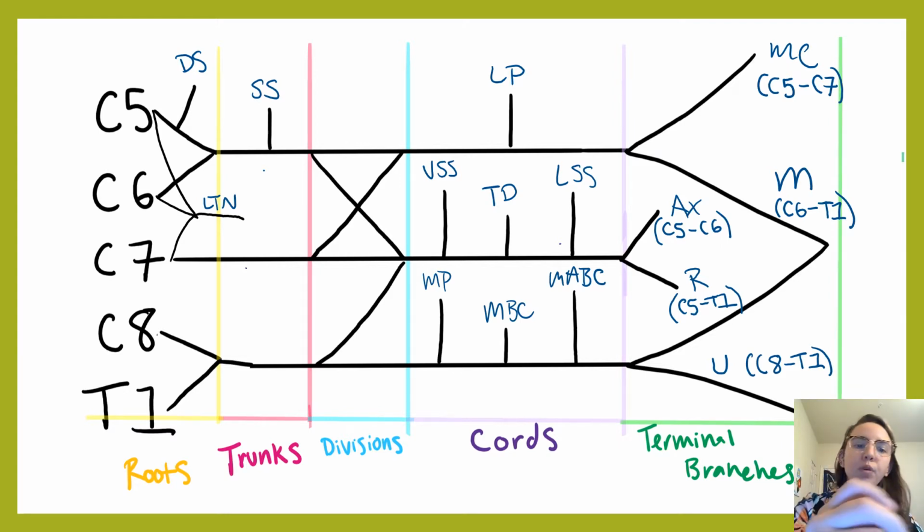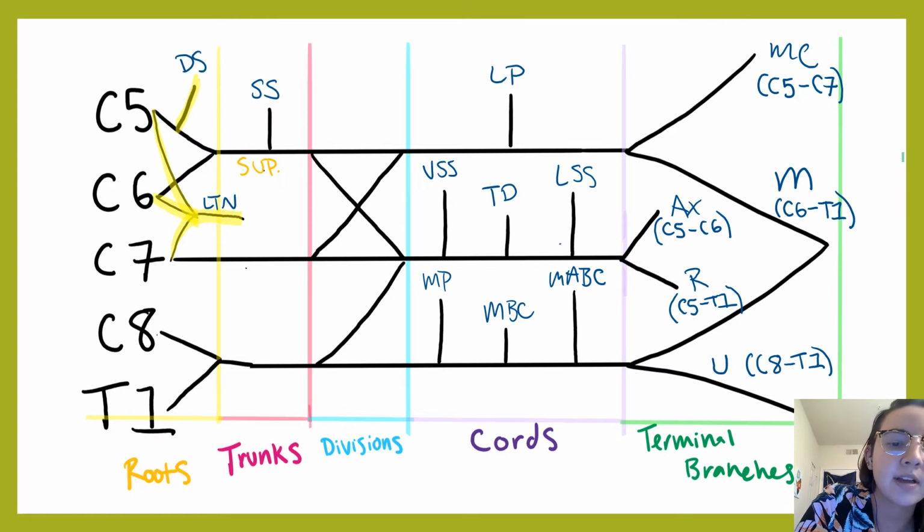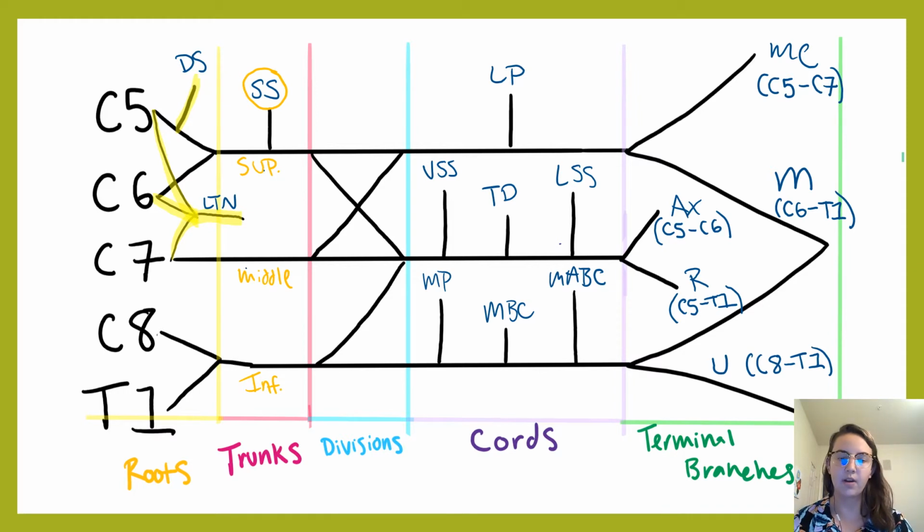So starting with the roots, we can see coming off of C5, we have the dorsal scapular nerve. Then a combination of C5, C6, and C7 forms the long thoracic. These roots then combine to form different trunks. So C5 and C6 combine to form the superior trunk, C7 forms the middle trunk, and C8 and T1 form the inferior trunk. Now looking at the superior trunk, we can see that the suprascapular nerve is given off.